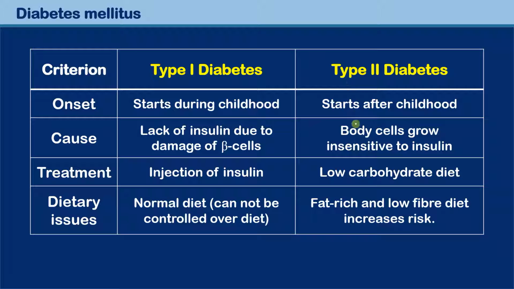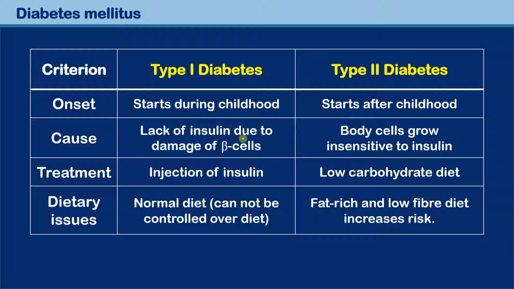And in type 2 diabetes, we're not talking about the pancreas now, we're talking about the cells of the liver or the muscles, which reduce the blood glucose level. These body cells grow insensitive to insulin. So insulin is present, but the body does not respond. And over here, there is not enough insulin in the first place.